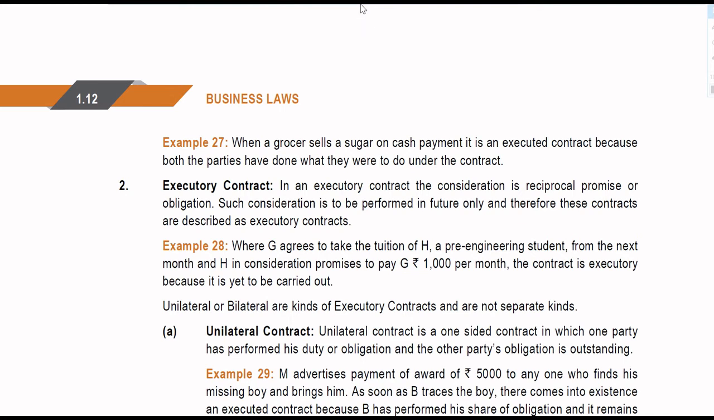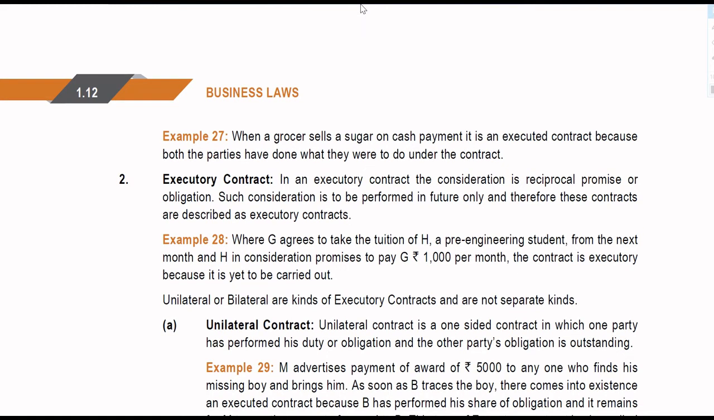The consideration is a reciprocal promise or obligation. Such consideration is to be performed in future only, and therefore this contract is described as an executory contract. For example, G agrees to take the tuition of H, a pre-engineering student, from the next month, and H in consideration promises to pay G 1000 per month. The contract is executory because it is yet to be carried out.